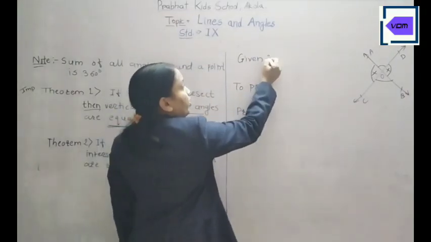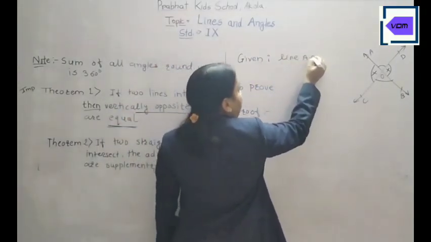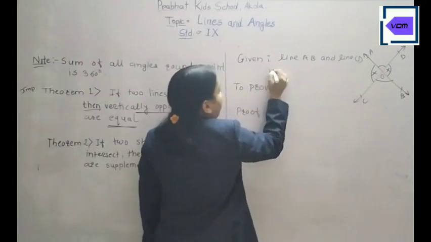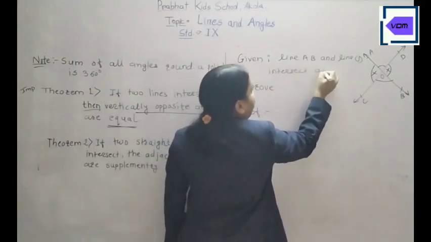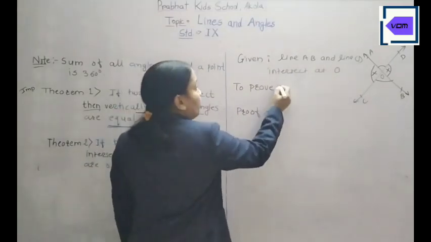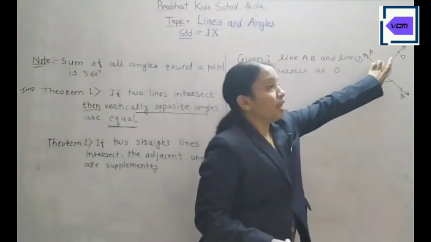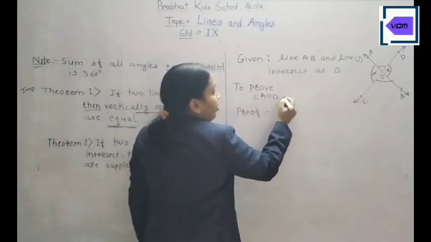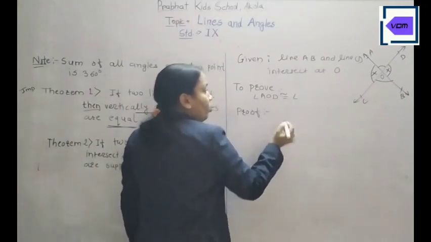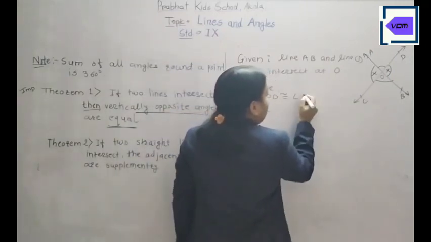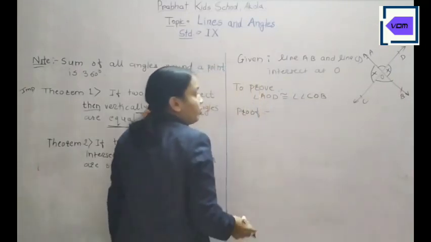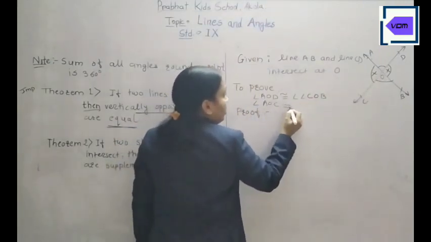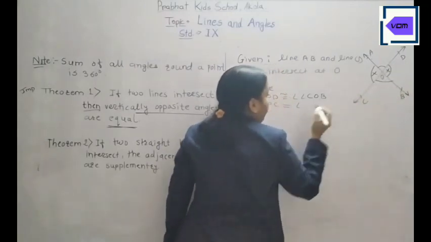Given that line AB and line CD intersect at O. This is given to you. Now what to prove? That vertically opposite angles are equal. That you have to write. Which are the pairs? Angle AOD is equal to angle COB, you can also use the congruent sign, and the other pair is angle AOC equal to angle DOB.